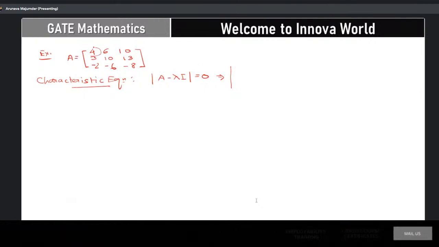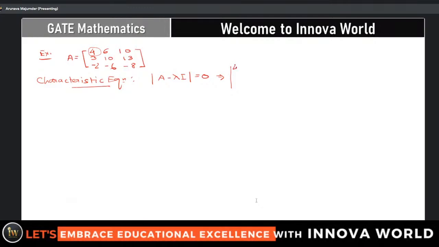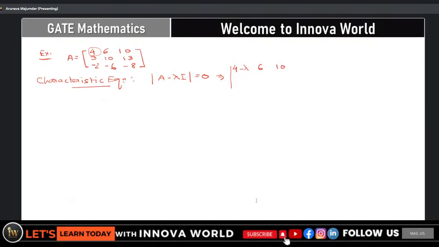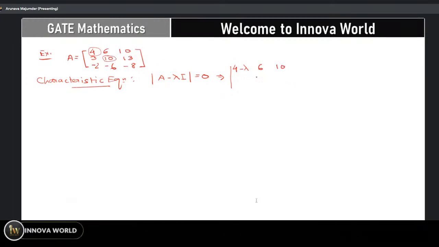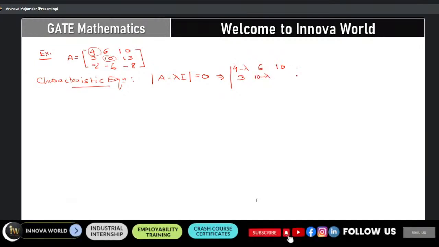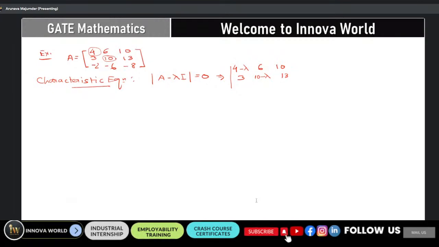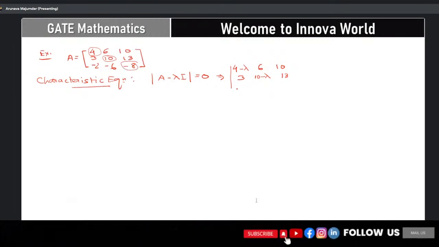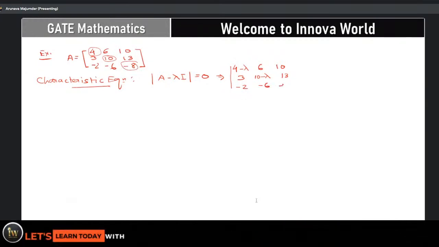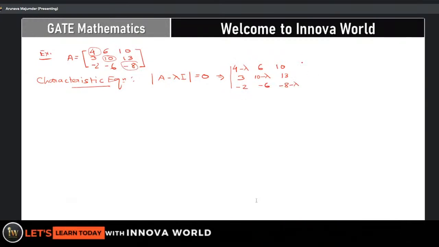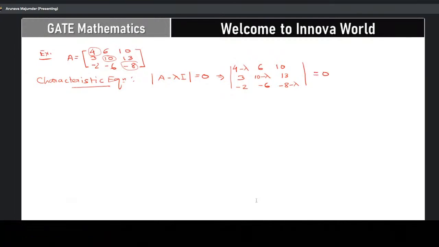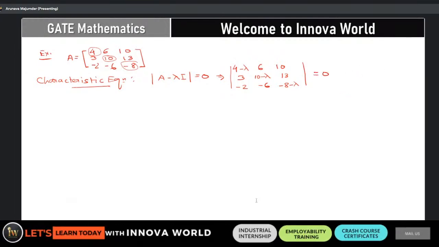Determinant of, so the first diagonal element is 4, so we can write 4 minus lambda, 6, 10. The second diagonal element is 10, so we can write 3, 10 minus lambda, 13. The third diagonal element is minus 8, so we can write minus 2, minus 6, minus 8 minus lambda. This is equal to 0. So directly we can write this particular equation.